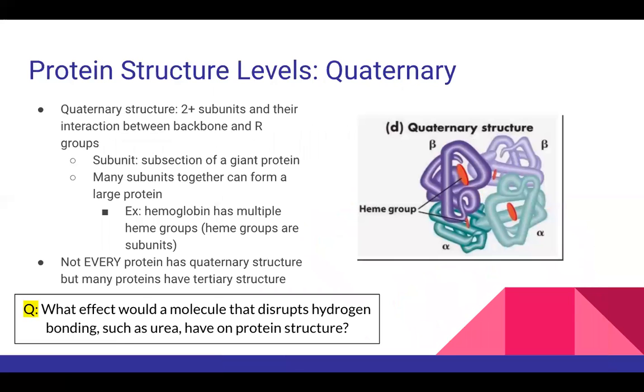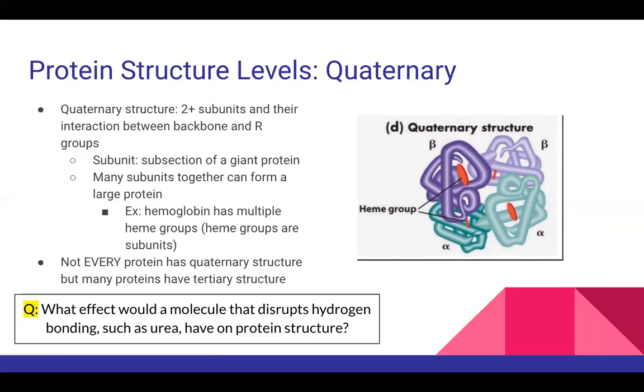And next we have quaternary. Quaternary has the same interactions as tertiary, but in quaternary, it's when more than 1 subunit is interacting between each other. And these are, again, interactions between backbone and R groups. So quaternary is basically a bunch of subunits interacting together to give the protein its overall shape. Again, a subunit is a subsection of a giant protein, and we'll talk in a second about the difference between subunits and a domain.